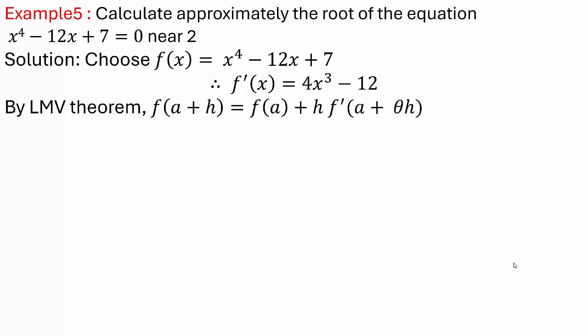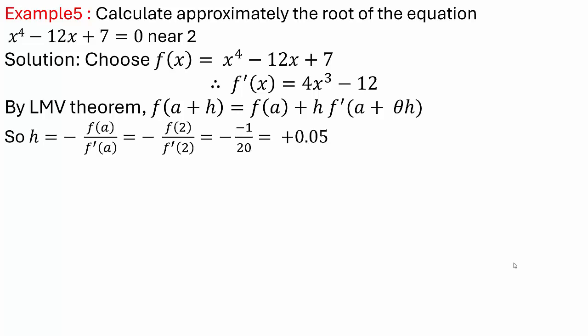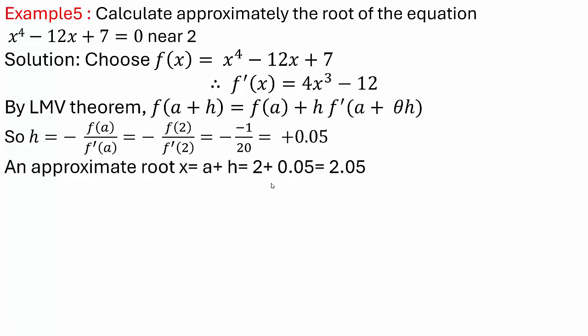By Lagrange's mean value theorem, f of a plus h equals f of a plus h into f dash of a plus theta h. So, h equals minus f of a divided by f dash a equals minus f of 2 divided by f dash 2 equals minus 1 by 20. F of 2 is minus 1 and f dash of 2 is 20, which is nothing but 0.05. Therefore, the approximate root is x equals a plus h, that is 2 plus 0.05, that is 2.05.